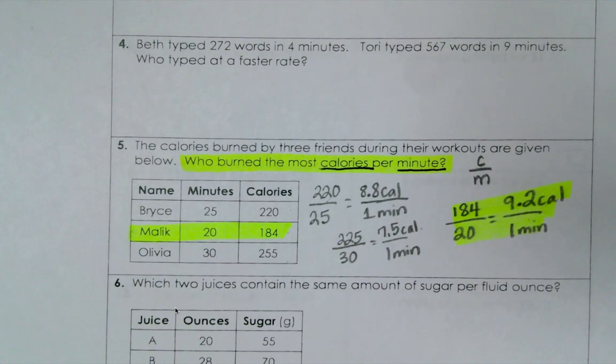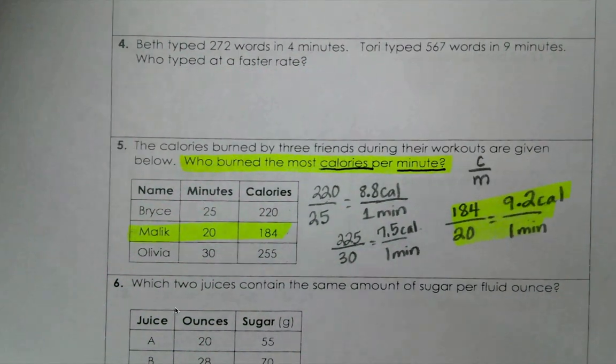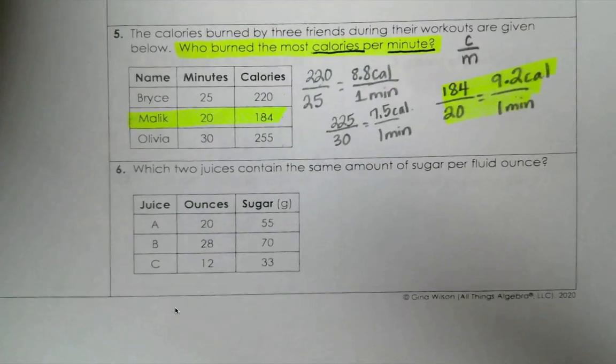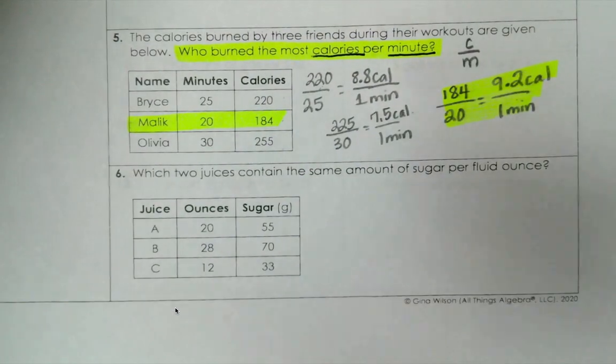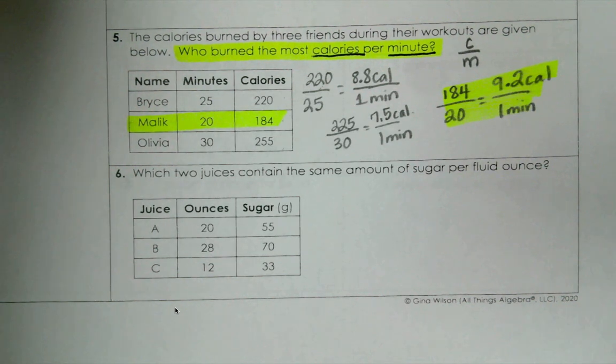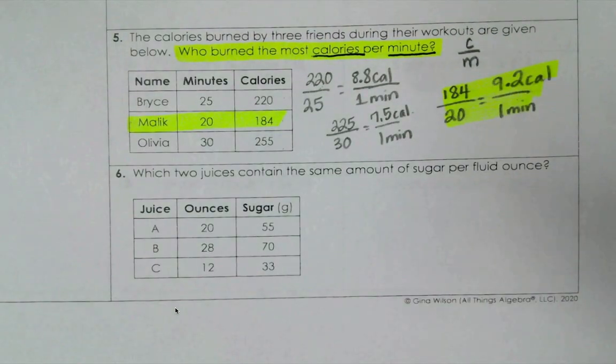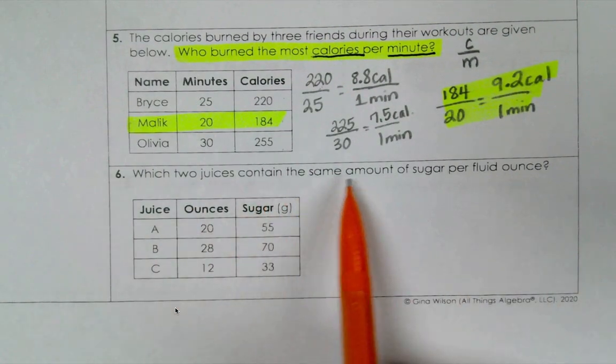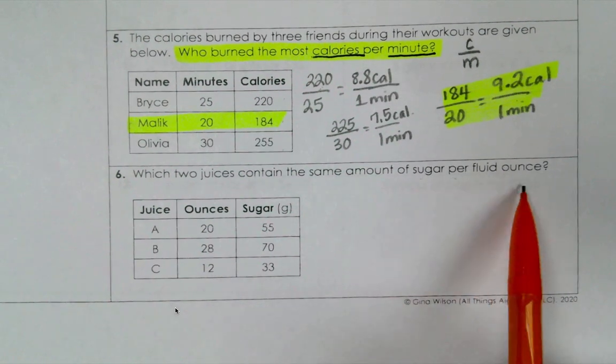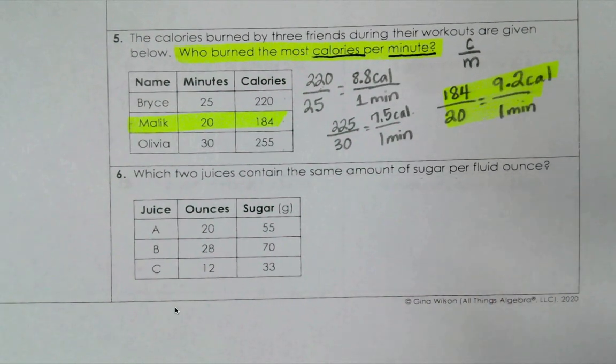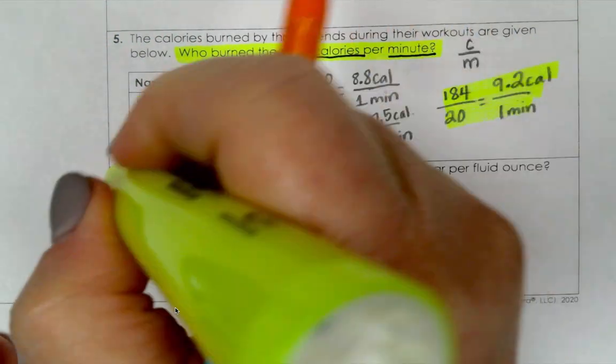Malik's killing it. Look at number 6. Which two juices contain the same amount of sugar per fluid ounce? Okay, so which two contain the same amount of sugar per fluid ounce? That's a whole lot to swallow and digest.